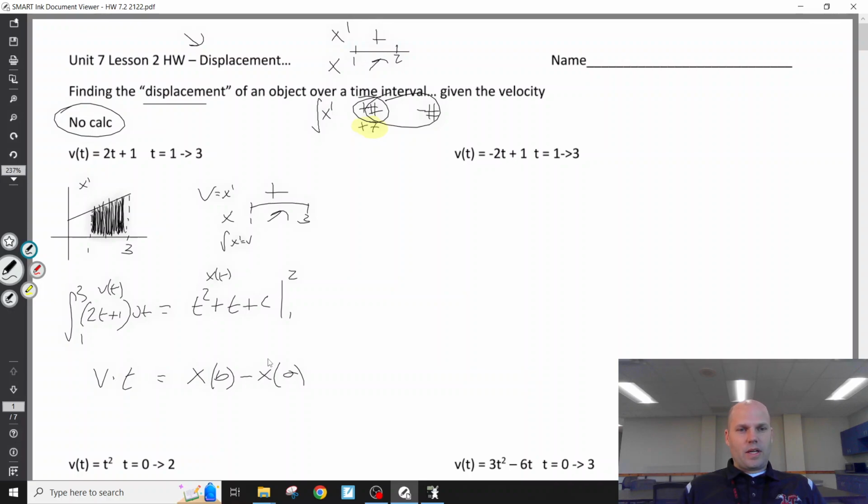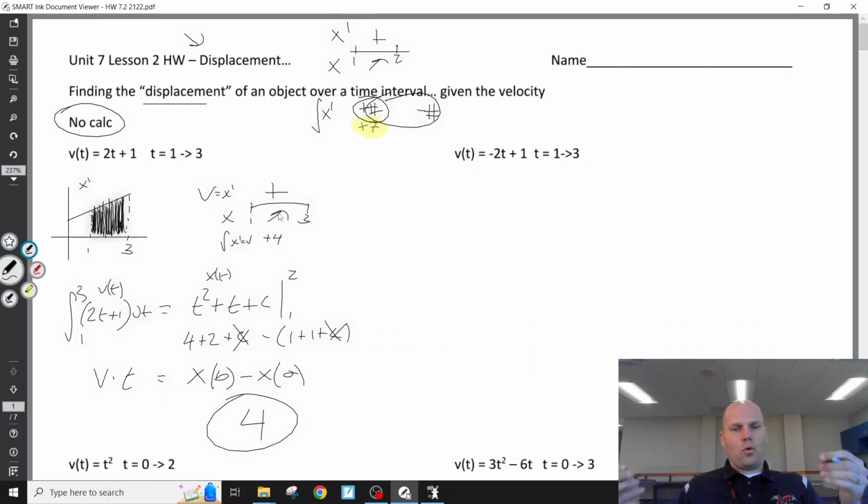We plug in b, we plug in a. B is our time at 2, which is 4 plus 2 plus c. We plug in a is 1 plus 1 plus c. We realize the c doesn't matter. We have 4 plus 2 minus 2. That's just going to be 4. Now, what does that mean? I increased by 4, or my dude traveled to the right 4.